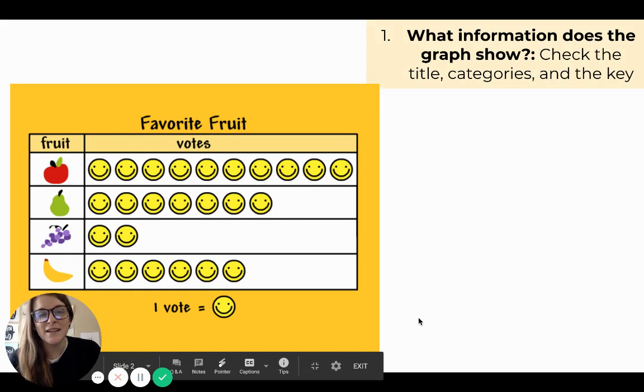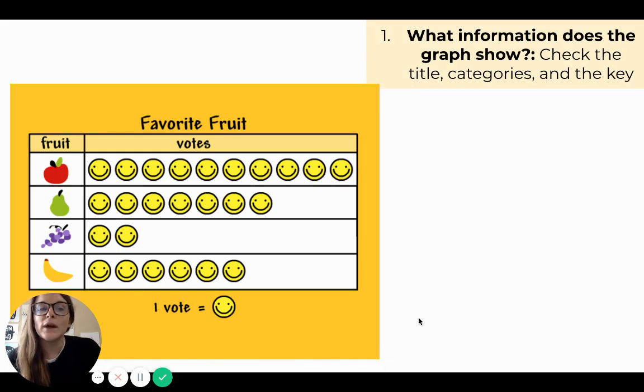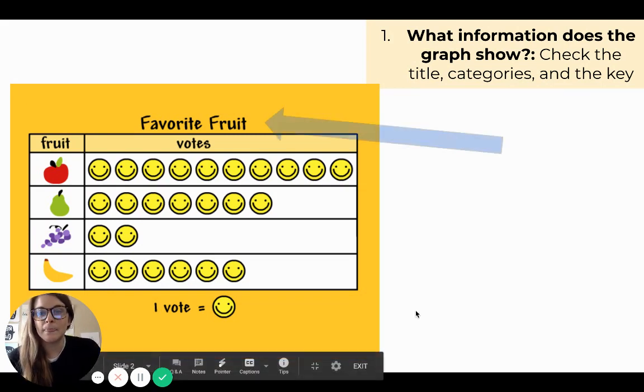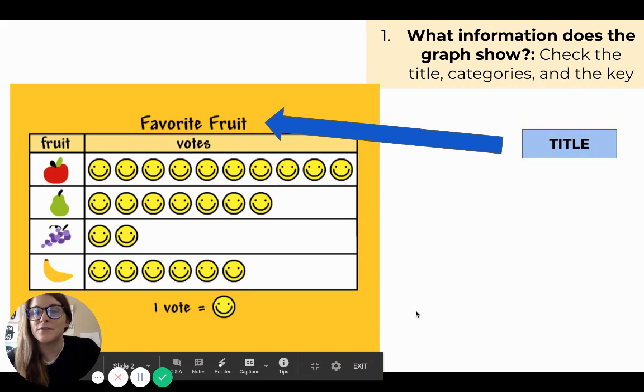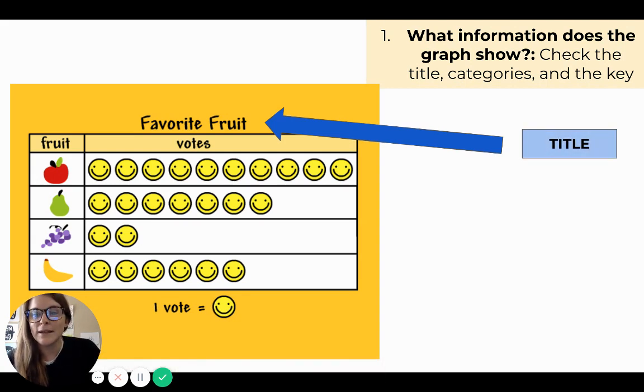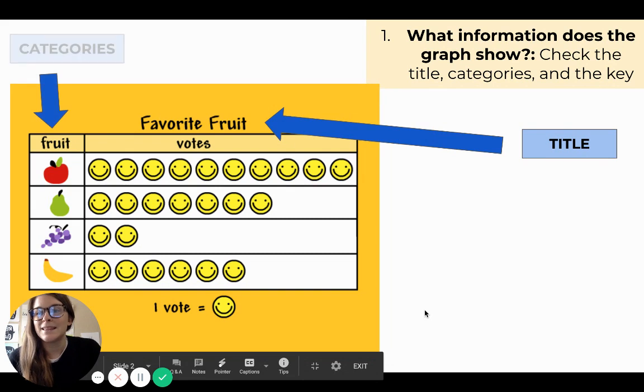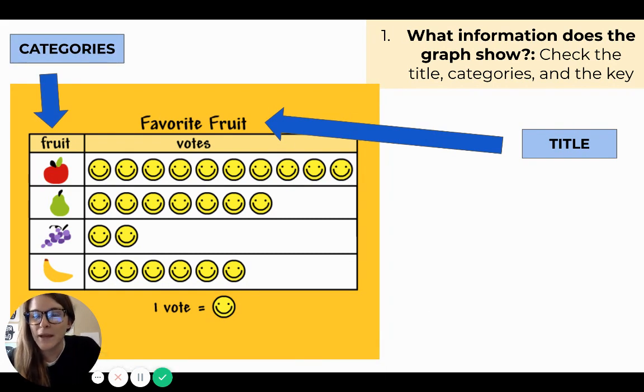So our first step is asking ourselves, what information does the graph show? We check the title, categories, and the key. So I'll start with the title. The title of this graph is Favorite Fruit. So I know that this graph is going to be all about people's favorite kinds of fruits. The categories will tell me what kind of fruits we're looking at. I see apples, pears, grapes, and bananas in this graph.